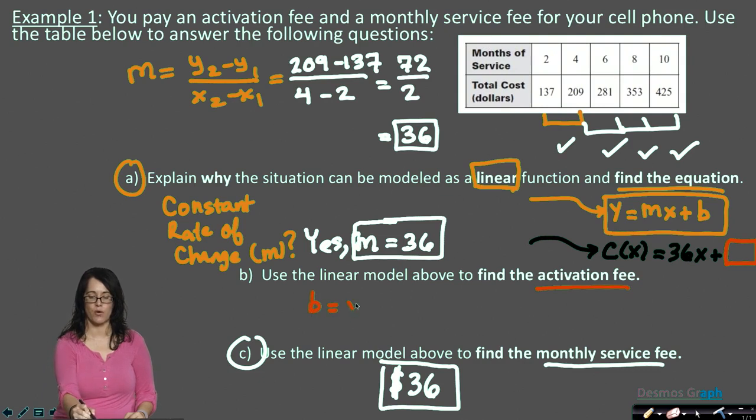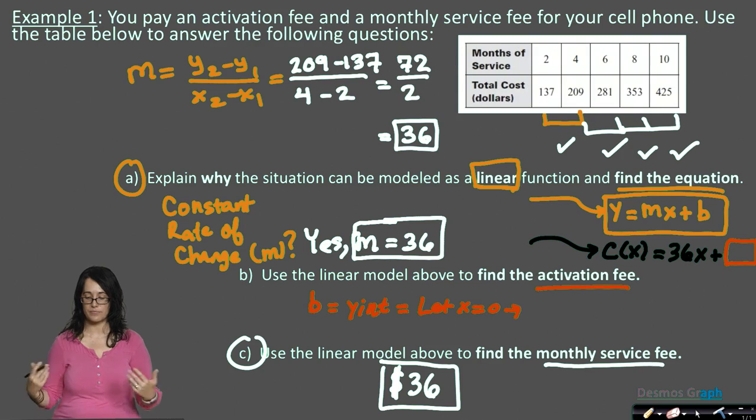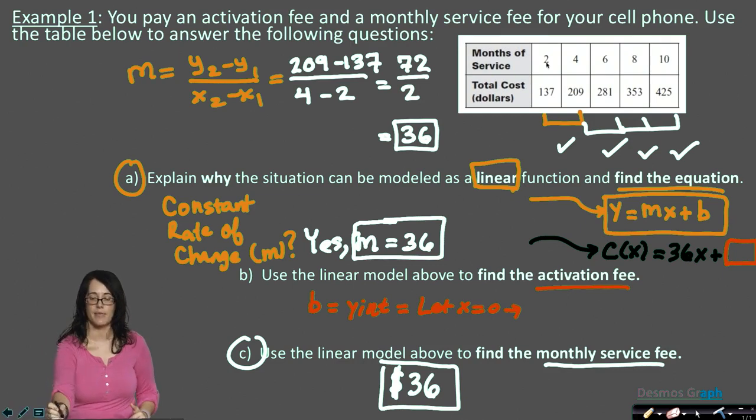B is your y-intercept, and your y-intercept is when you let x equal 0 typically. When x is 0, that would mean when you haven't actually used any months yet, you've just paid your activation fee, how much did you have to have paid? Well, we could go to our graph and see it that way. But if we understand that each 1 month you're going up by $36, you could have noticed that at month 2, you've paid a total so far of $137.